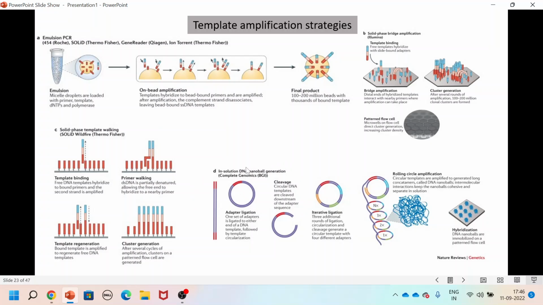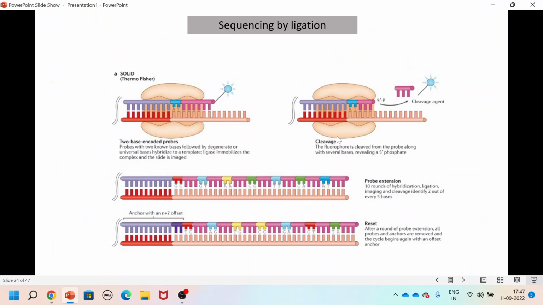amplification. The next is the in-solution DNA nanoball generation, which is used in third generation sequencing. In this, adapter ligation happens, and one set of adapters is ligated to either end of the DNA template, followed by template circularization. After this, we cleave it. The circular DNA templates are cleaved downstream of the adapter sequences, and then we use iterative ligation, therefore generating a large number of copies of the same clones.